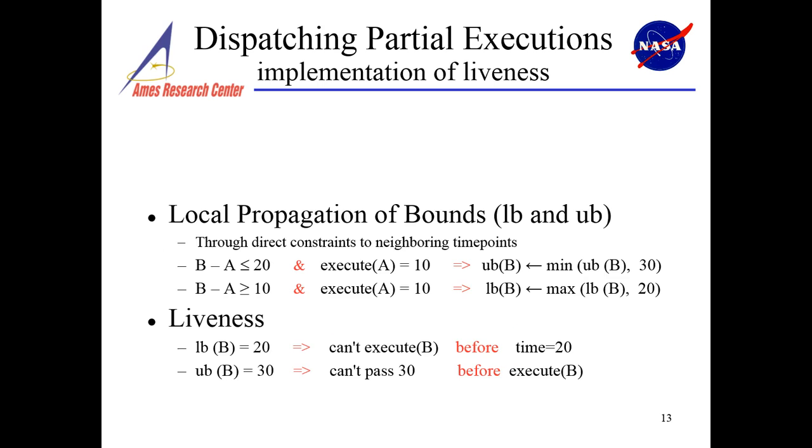So that liveness requirement, one way of implementing that is through local propagation of bounds. The local propagation involves propagation only through direct constraints to neighboring time points. And then you can use those bounds to determine the liveness consideration.